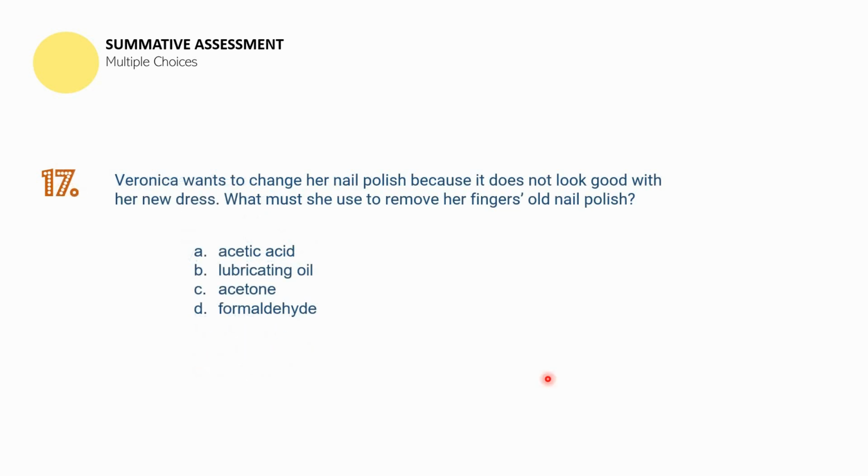Veronica wants to change her nail polish because it does not look good with her new dress. What must she use to remove her fingers' old nail polish? A. Acetic acid, B. Lubricating oil, C. Acetone, and D. Formaldehyde. Pause this video if you need more time. If you have decided to continue, let us proceed with question number 18.